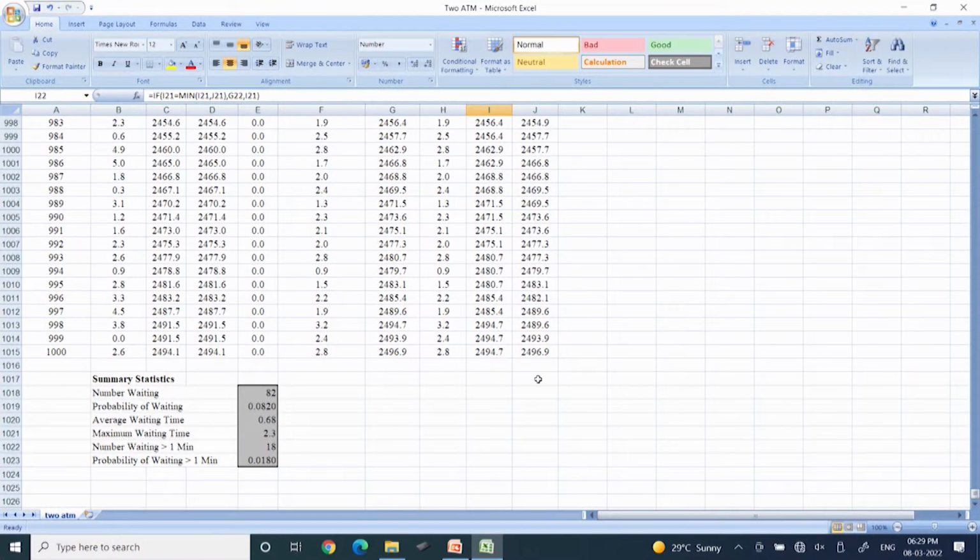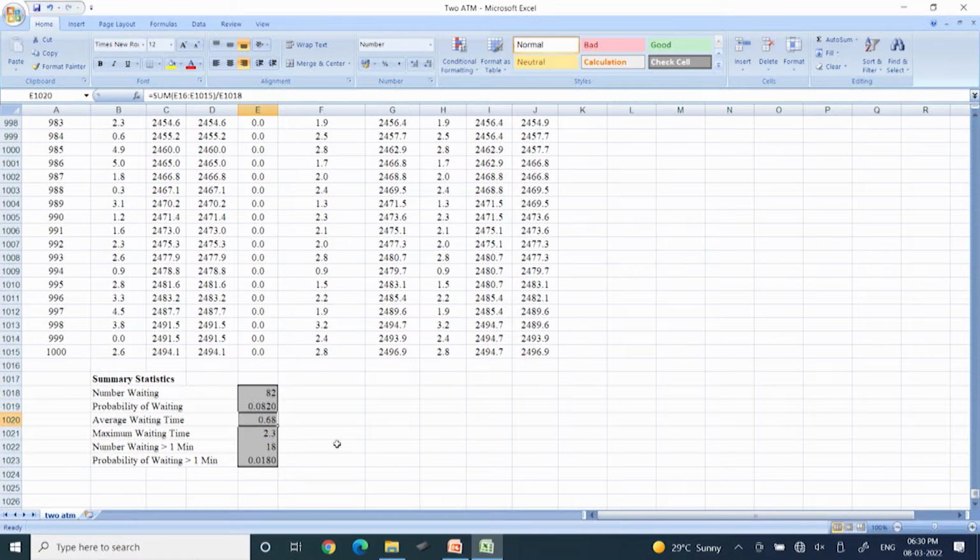So, here what are the statistics we are using? The number of people waiting. We can use COUNTIF in E16 to E1015, how many people are waiting? So, 82. What is the probability of waiting? So, number of people waiting divided by total number of customers. So, 82 by 1000, 0.082.